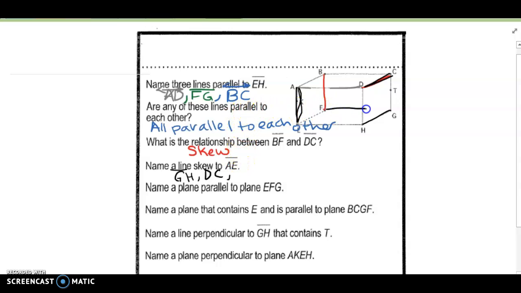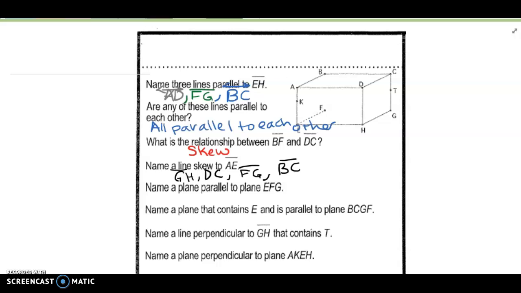What about FG? FG would be another. I know it says only one, but any of these would work. What about BC? Okay, BC would be another. We could keep going. Okay, but those 4 lines would be skewed to line AE.